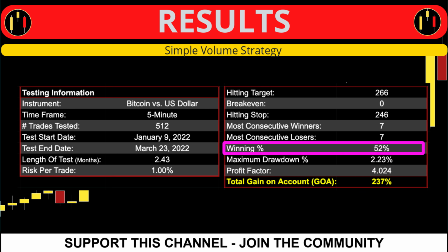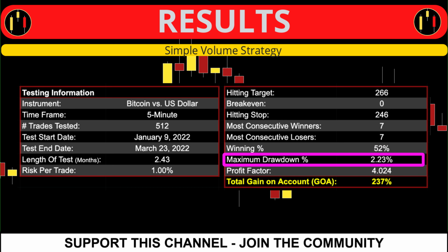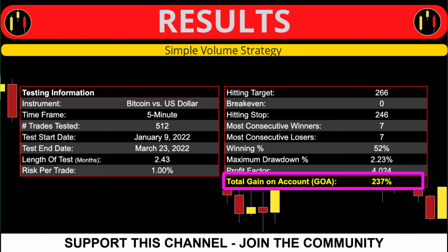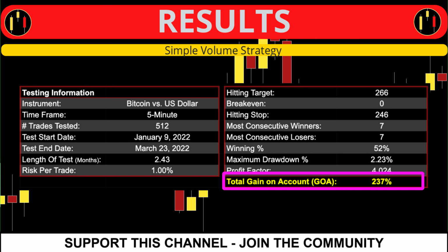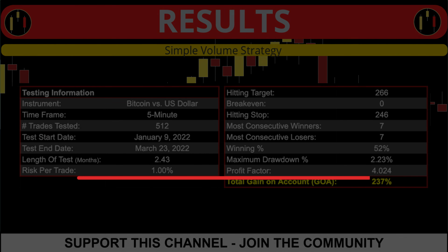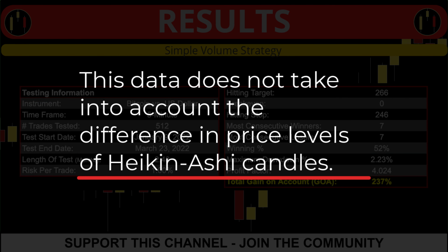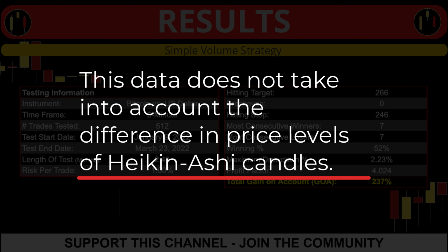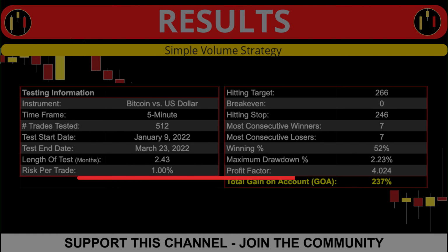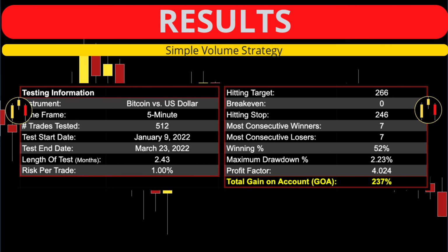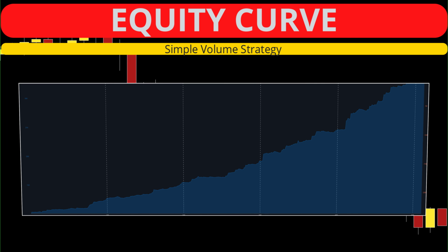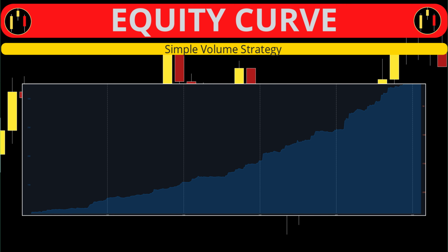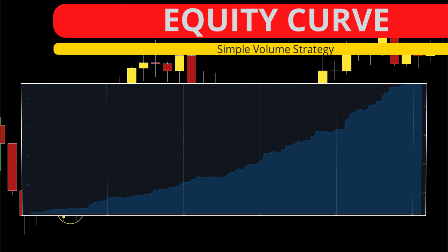The win rate was 52% with a maximum drawdown of 2.23%, which is really good. The total gain on account was 237% gross. Be advised, this data does not take into account the difference in price levels of Heikin Ashi candles, which I have explained in previous videos. However, it is still a good indication of system performance. This is the equity curve the test produced. It can be characterized by a beautiful up and to the right pattern that we love to see.